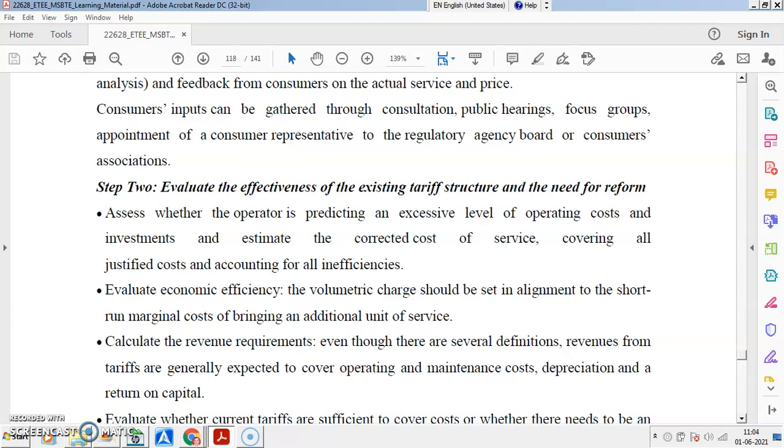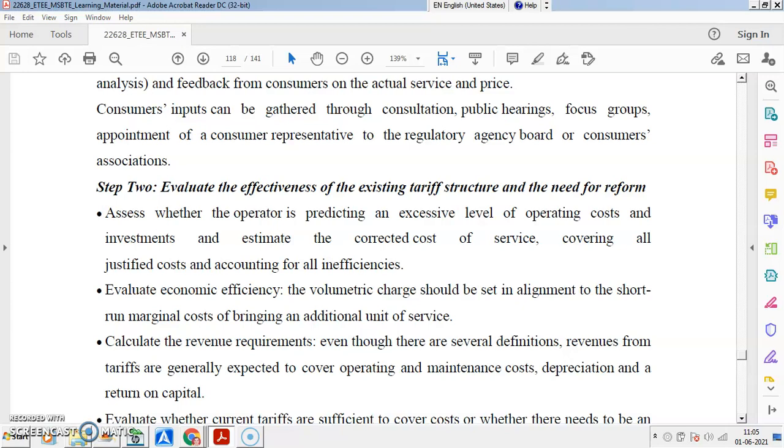Step number 2 is the evaluation of the effectiveness of the current tariff structure. Why it is needed, you have to find out the answer to this question. Therefore you first need to know the current tariff structure and what the loopholes in it are. So assess whether the operator is projecting an excessive level of operating cost, investment, whether the revenue reconciliation by current tariff is sufficient, more, less, then what correction is required in services, covering all justification about the cost and accounting, about the inefficiencies if any, a report is prepared.